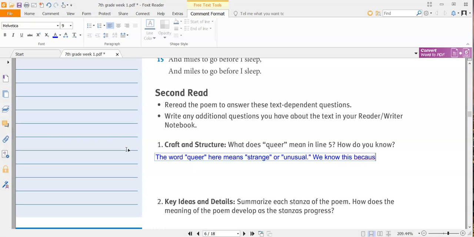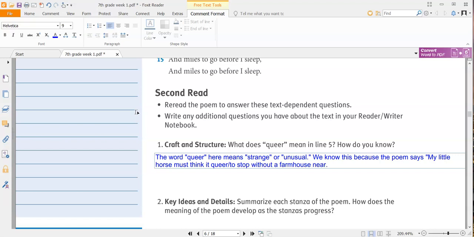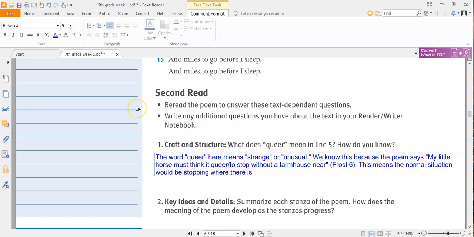We know this because the poem says, "My little horse must think it queer to stop without a farmhouse near." And I'm going to put the author's last name and the page number to cite that correctly. This means the normal situation would be stopping where there is a farmhouse. But since there isn't one, the opposite must be true.